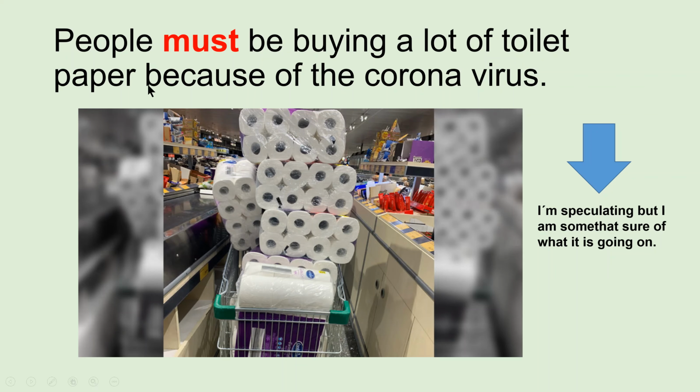So we have the first example. It says, people must be buying a lot of toilet paper because of the coronavirus. In this case, I'm speculating, but I'm somewhat sure of what is going on. I'm completely certain that people are going to the supermarket, to Walmart, to wherever, and they are buying tons of toilet paper just because of this. But the most important thing here is that I'm certain. That's why I use must.